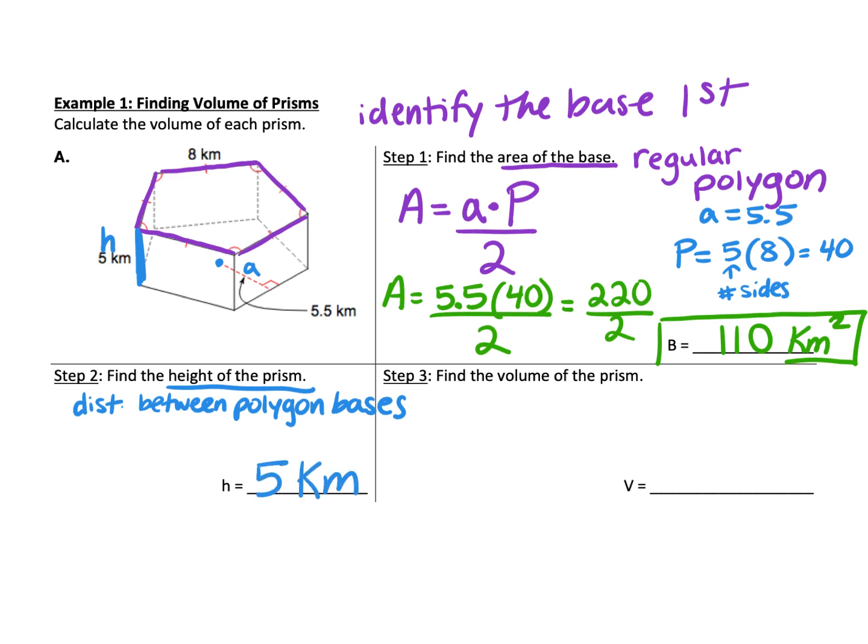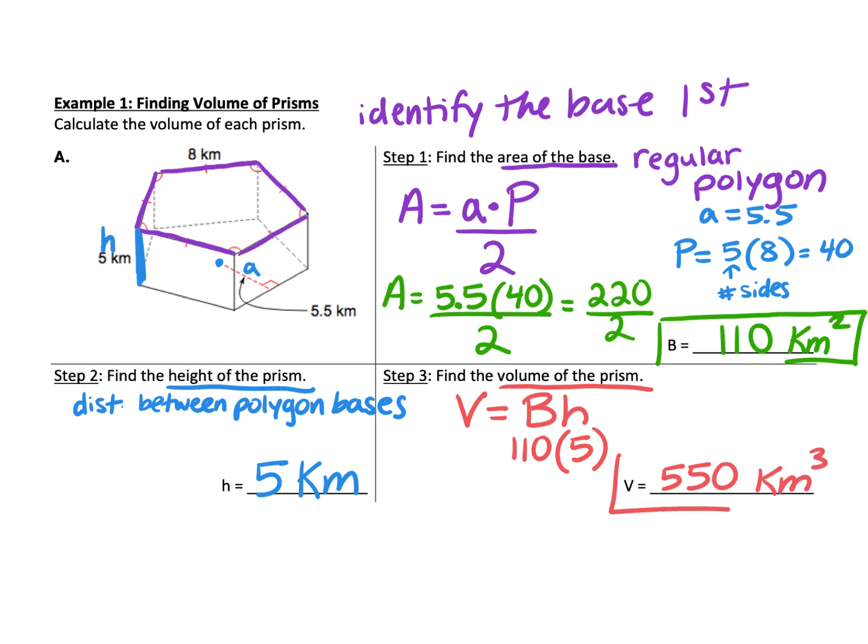And now that we have both those values, we're ready to calculate the volume. The volume of a prism is equal to the area of the base times the height. The area of the base we calculated was 110. The height is 5. Just multiply those numbers together, 110 times 5, and you will get 550. Volume is a cubic unit, so it'll be 550 cubic kilometers.